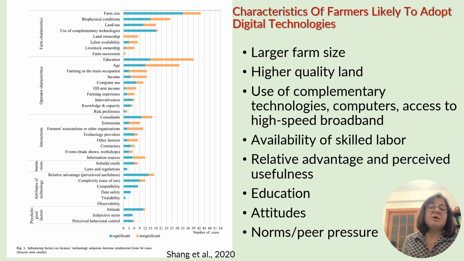Across a range of different studies, we can generalize and say that typically the characteristics of farmers likely to adopt digital technologies are larger farm size, higher quality land, and higher valued agriculture. Farmers that are using complementary technologies like computers, and have access to high-speed broadband, are more likely to adopt AI technologies. Availability of skilled labor, as well as the relative advantages and perceptions about the usefulness of the technology can matter. And then farmer characteristics like education, attitudes towards the environment, the social norms in that region, and peer pressure are other factors that influence farmer behavior.